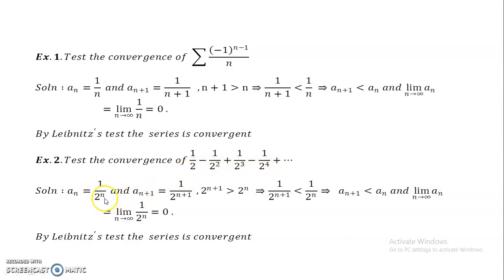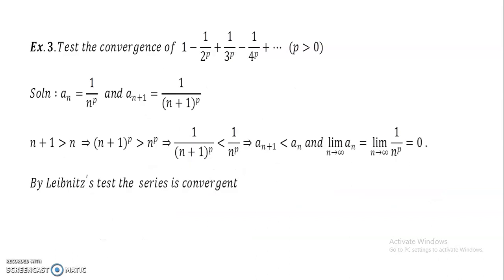So n replaced by n plus 1 gives a_(n+1). Now I want to see that 2^(n+1) is always greater than 2^n, but if you take the inverse of these two, obviously it is reversed, so 1 by 2^(n+1) is less than 1 by 2^n, which implies a_(n+1) is less than a_n. And we also check the limit of a_n, that is limit of 1 by 2 power n as n approaches infinity, which is also 0. According to the Leibniz test, once these two conditions are satisfied, the given series is convergent.